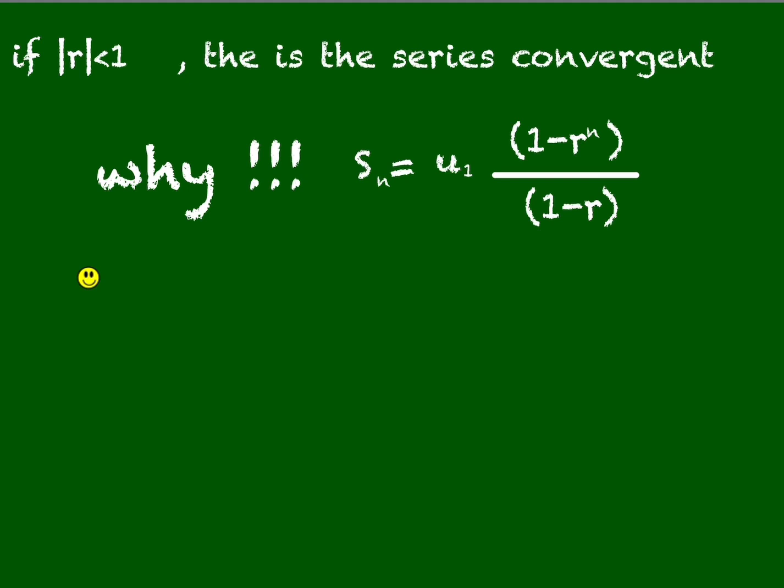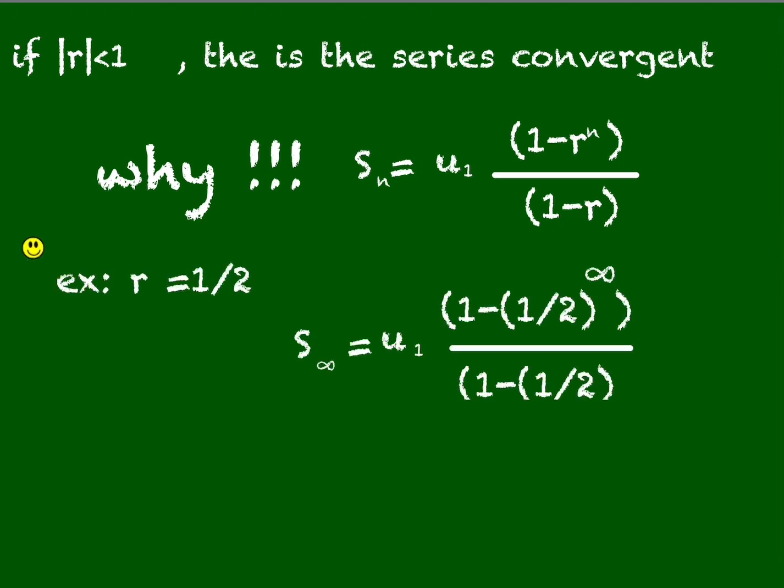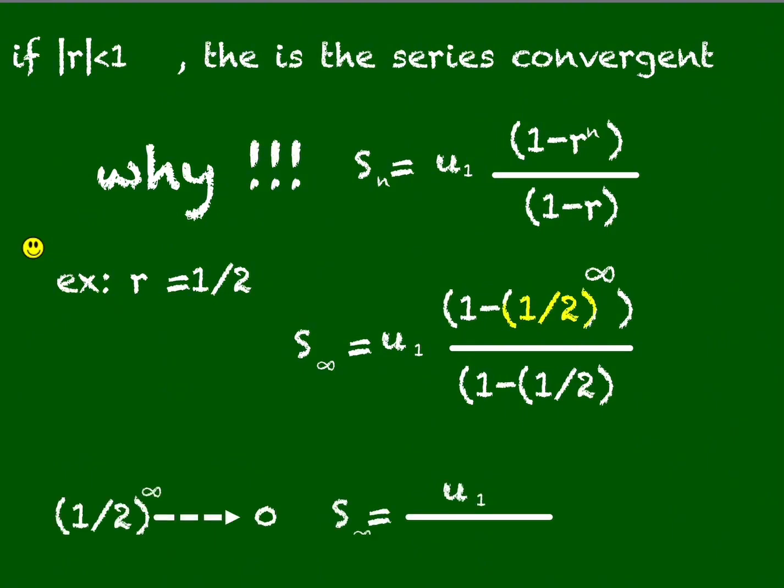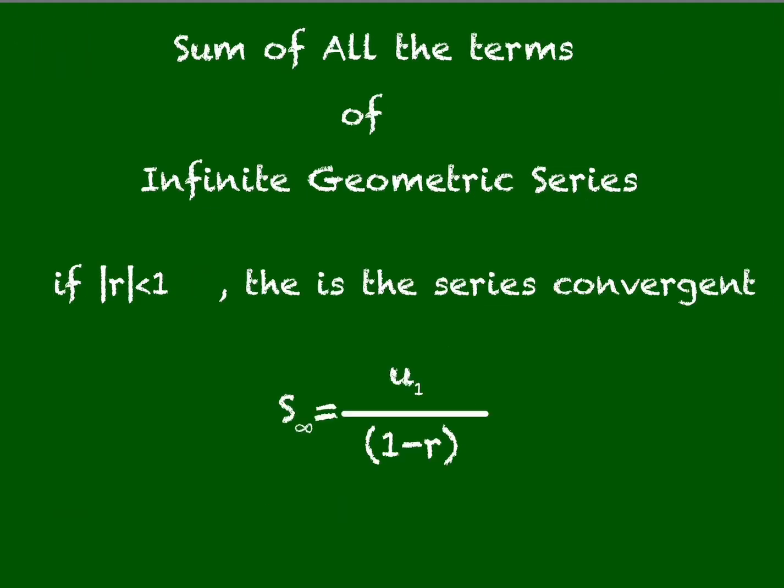Now, if the common ratio r is between -1 and 1, or the absolute value of r is less than 1, the series is convergent. For example, if r equals 1 over 2, then as r is raised to higher powers, like 1 over 2 to the power of infinity, it approaches 0. This means the terms get smaller and smaller, and the sum of all terms can be calculated. Therefore, the series is convergent. The sum of all terms formula can be written in this form.